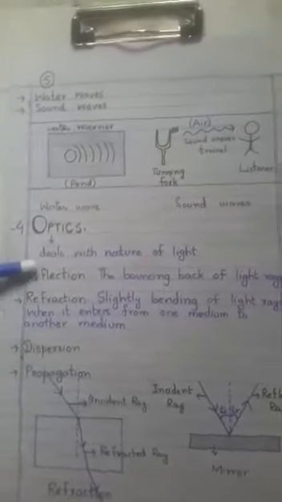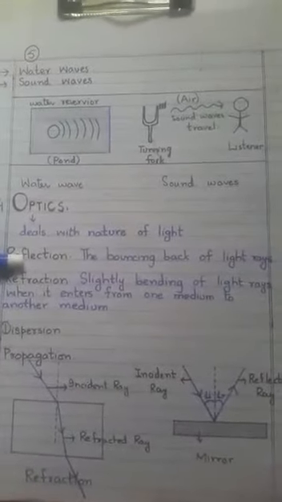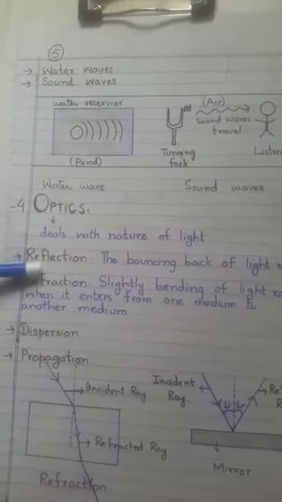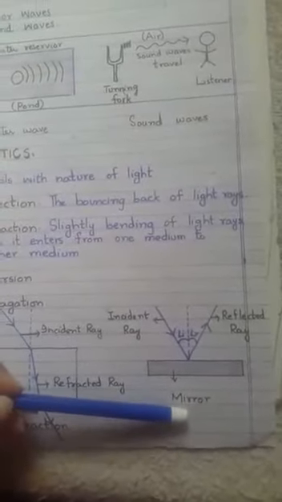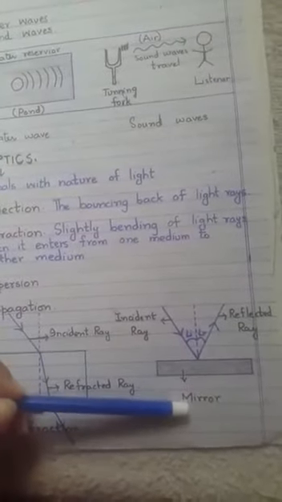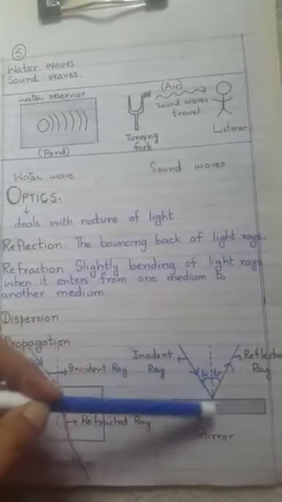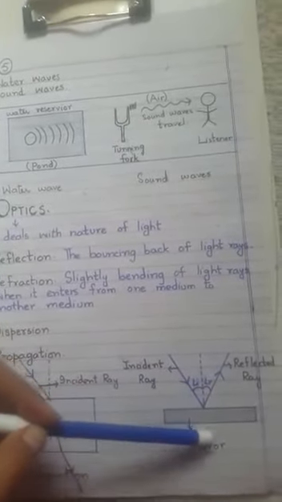What is reflection, girls? Reflection means the bouncing back of a light ray. The bouncing back of a light ray is known as reflection. As you can see in this figure, this is the figure of reflection of light. The reflected light ray indicates that it is the figure for the reflection of a light ray.